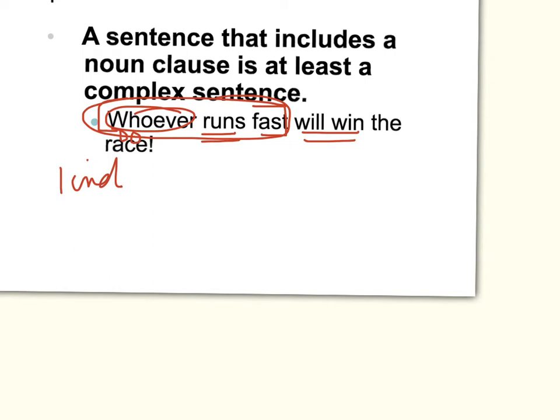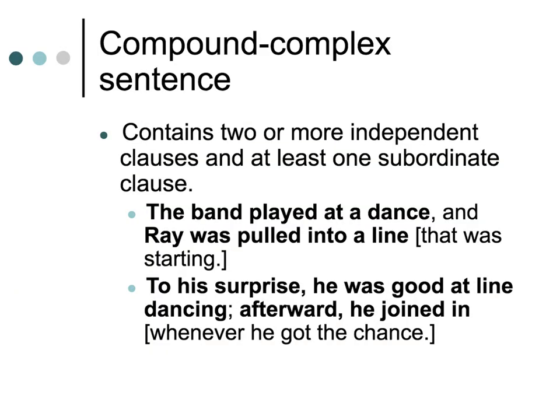And then within that independent, you have one subordinate, and that equals a complex sentence. So sentences with a noun clause are at a minimum complex. Finally, we have what is called a compound complex sentence. These contain two or more independent clauses and at least one subordinate.